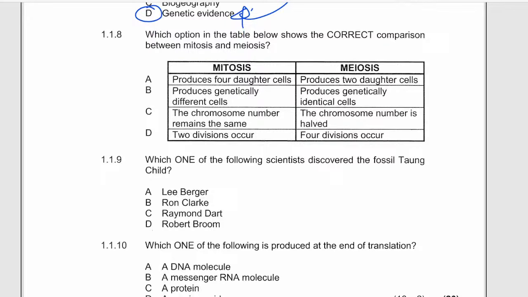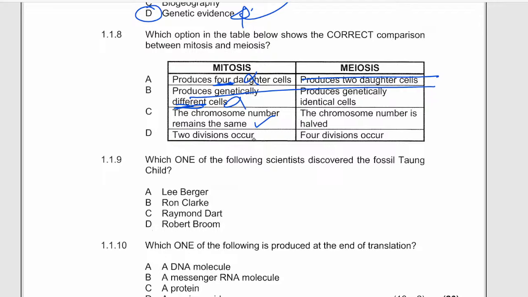All right, we continue with the next question, which is: which option in the table below shows the correct comparison between mitosis and meiosis? Which one is the correct comparison? If you look at meiosis and mitosis, they are looking for which one is the best. Okay, we find out that mitosis produces four daughter cells, that is out. So it means that this is also out, because once one is wrong, then the rest are wrong. Produce genetically different, that is out. Also is out. Chromosome number remain the same. Yeah, looks to be good.